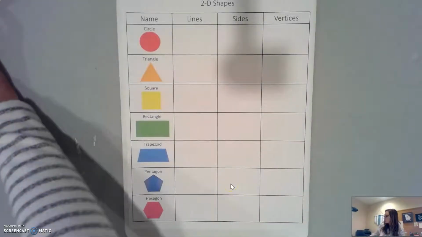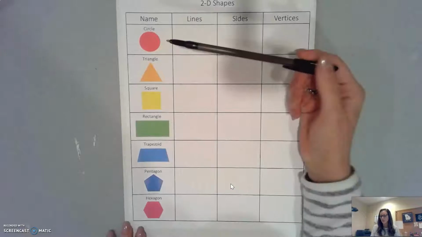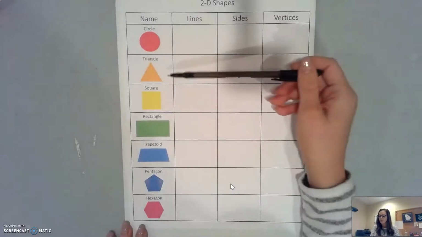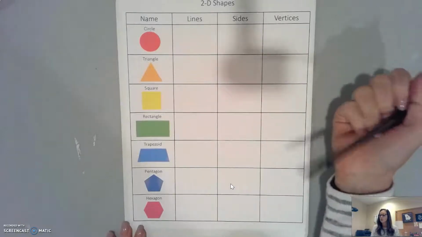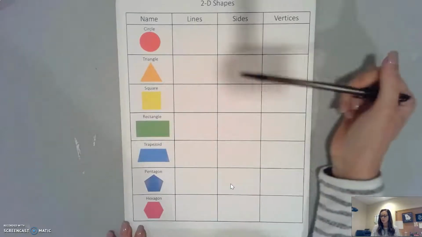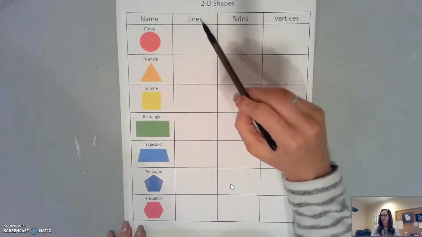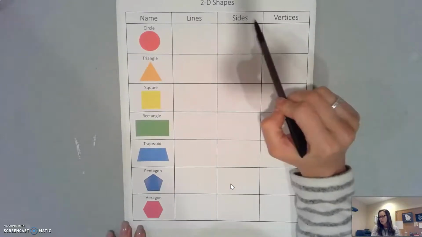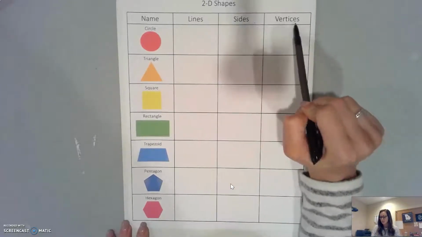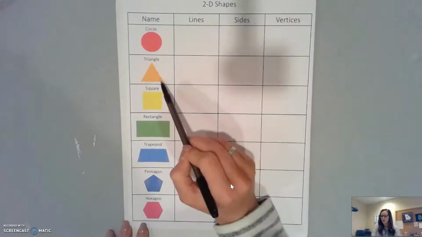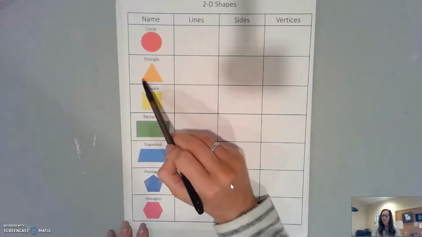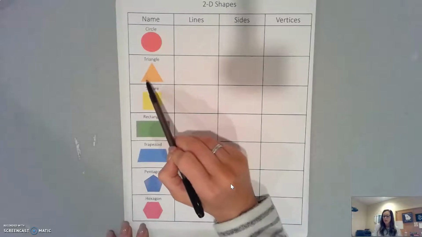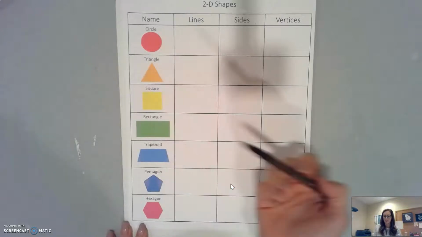All right. So I have the shapes. We have a circle, triangle, square, rectangle, trapezoid, pentagon, and hexagon. What we're going to do with this chart is talk about what kind of lines they have, how many sides, and then how many vertices. A vertice is like the corner or the point that two sides come to, and it can also be related to an angle, and we'll talk about that in just a minute.